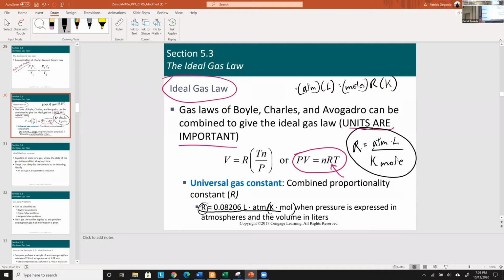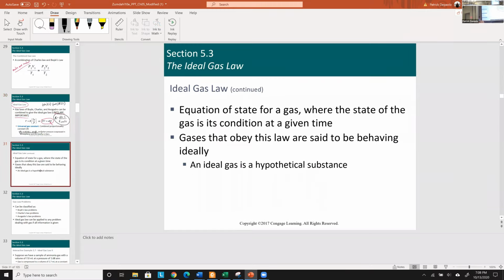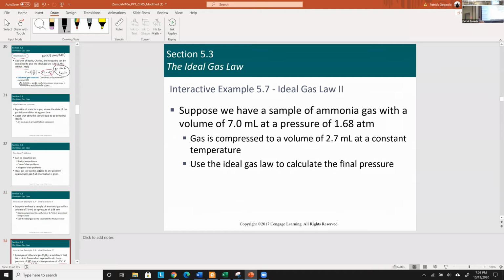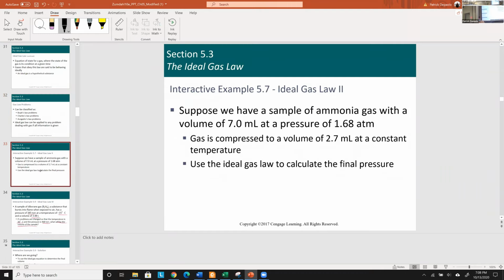Okay, so now with this, we can solve really any equation. So it's kind of like the combined gas law on steroids. We can solve any question with it. So let's do this one.